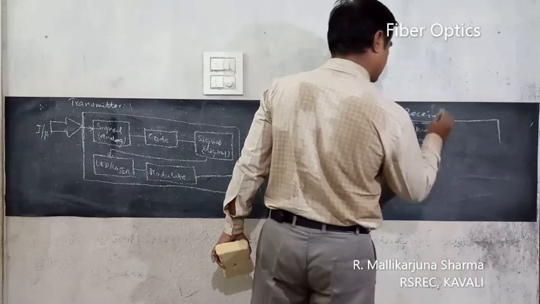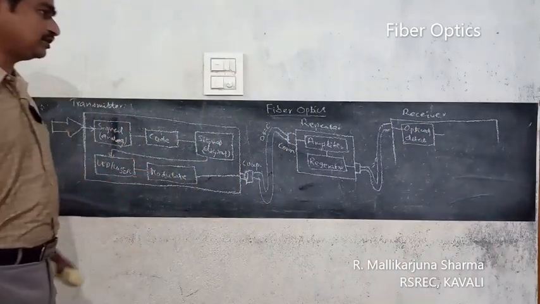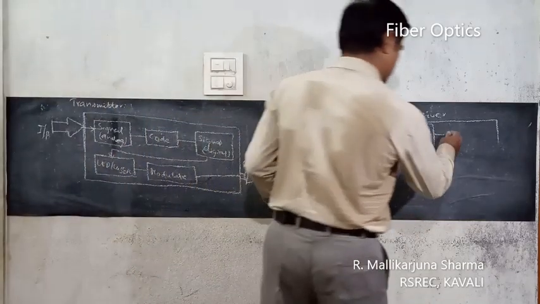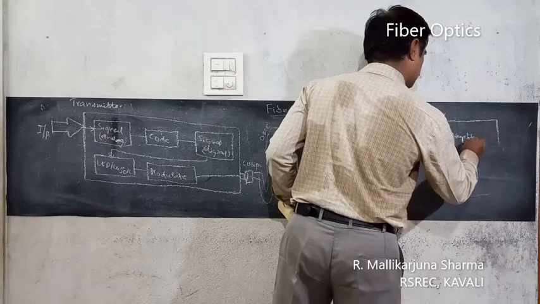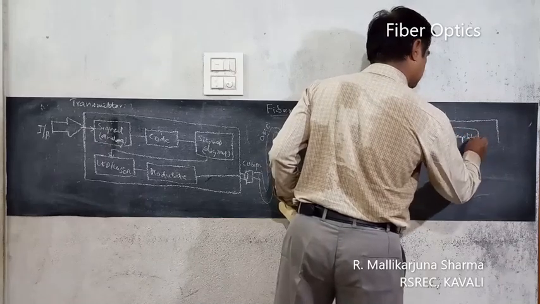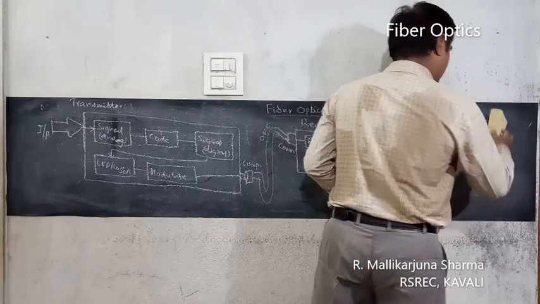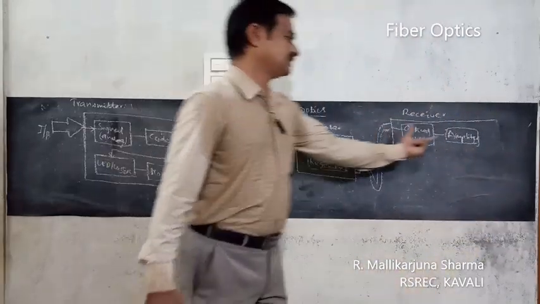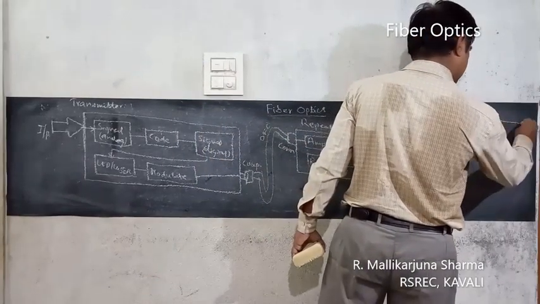Then optical detector. Then we are going to amplify the signal first. Amplifier. Then amplifier, both amplification and regeneration is done here. Then we are going to have a modulated signal here.